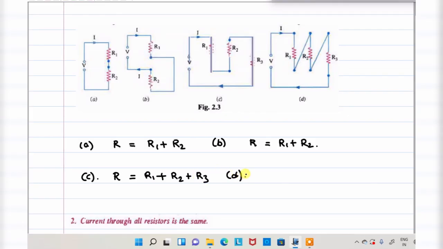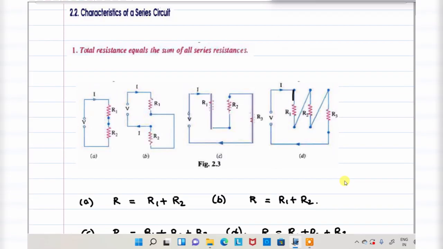And then the last one. In this case also, see, current will start from here. Current will be flowing, and the same current will be flowing this way. There is no division of current here. So current will be the same in all the cases. So R is equal to R1 plus R2 plus R3.